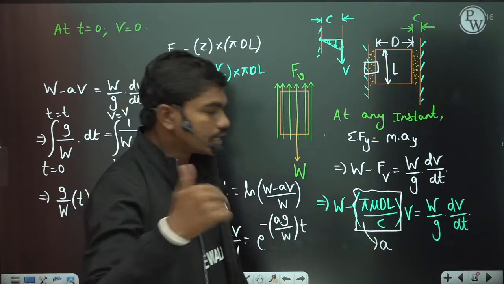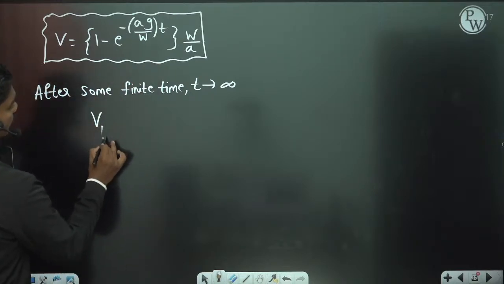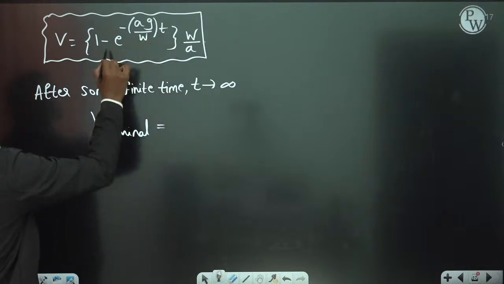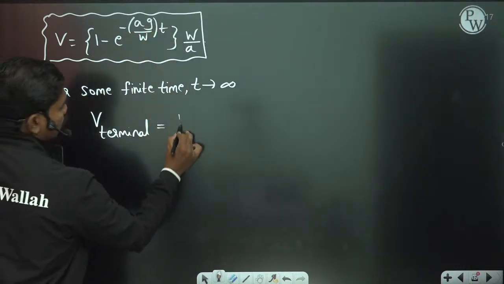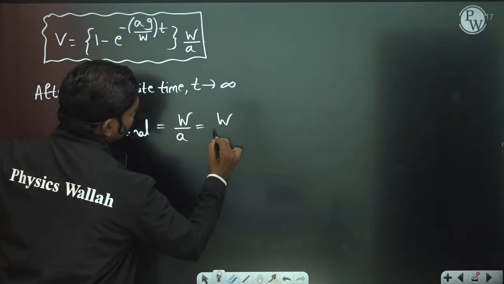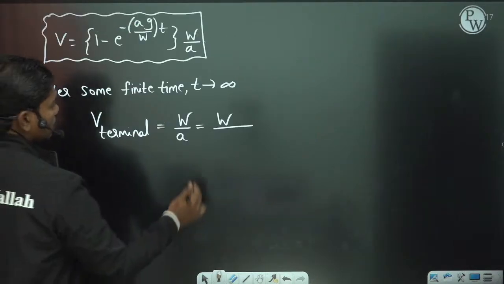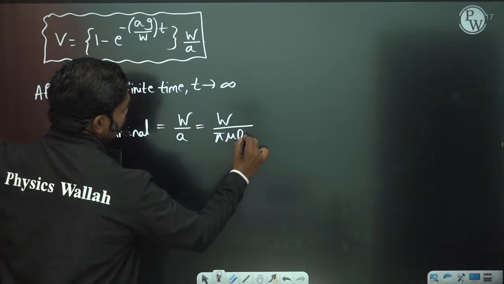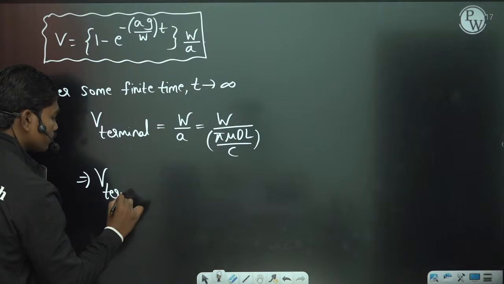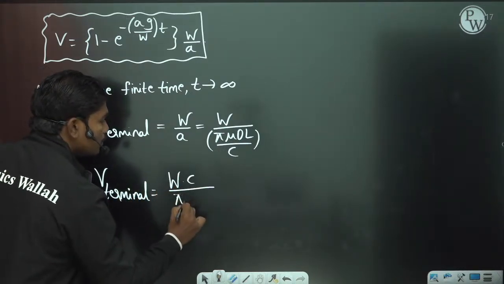Clear? Now let us see what is the terminal velocity. So after some time, t tends to infinity, v terminal is equal to, when you put t tends to infinity, this term goes to 0, so w by small a. This is the value of the terminal velocity. So what is the small a value? What are the terms we have taken for this constant a? Pi mu dl by c. So v terminal is equal to w into c by pi mu dl.